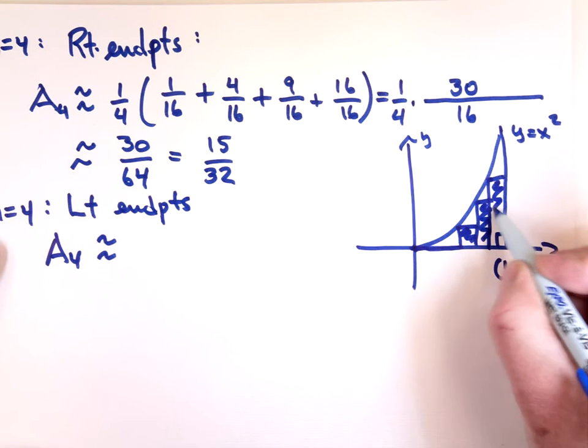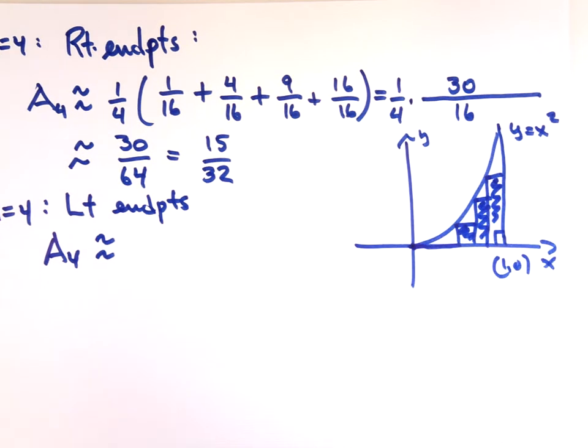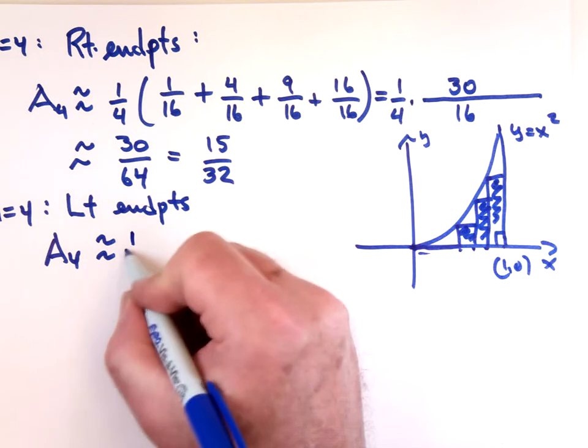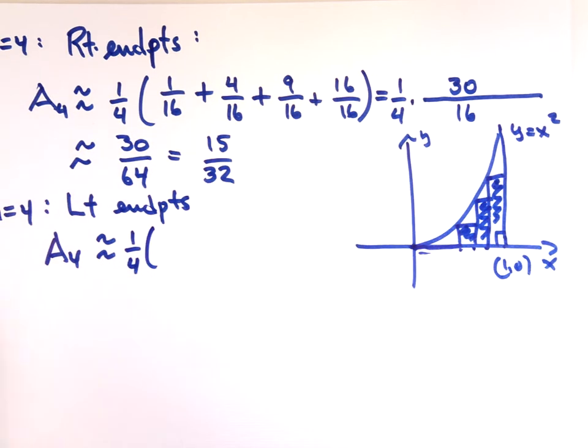What's the width of each one of these rectangles? 1/4, okay? I'm going to take the 1/4 out, just like I did here. Now, what's the difference between this one and this one? This one, the first one, was 1/16. It was the height of this function at 1/4.